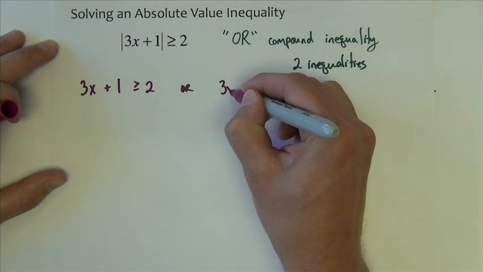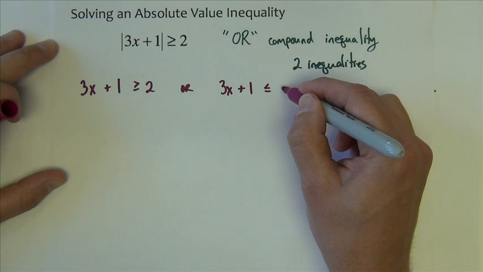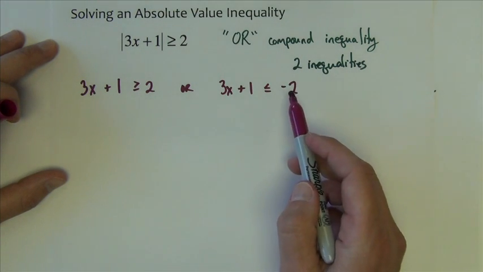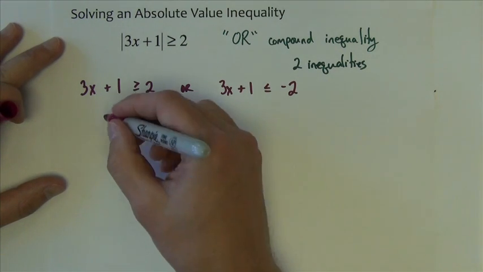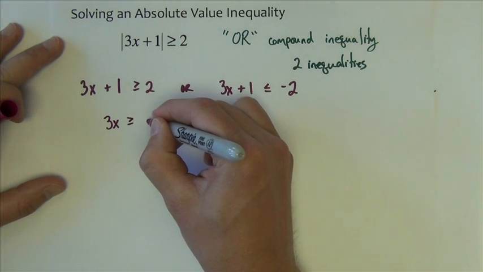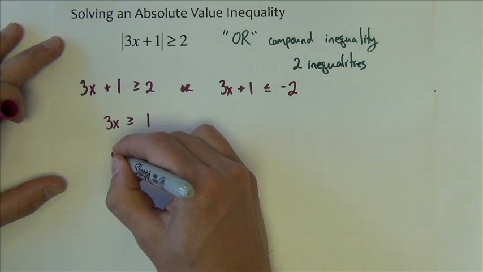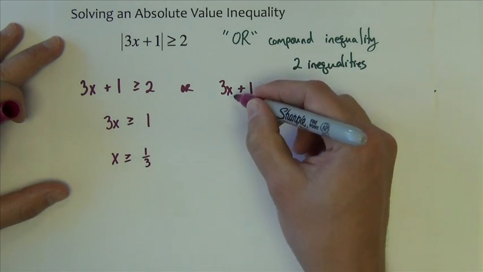The other one, 3x plus 1. We flip the inequality, less than or equal to, and we make the 2, or whatever number it is, equal to negative. Now we solve each of these. So this one, I'm going to skip writing the steps. 3x is greater than or equal to 1. Subtract it over. Divide by 3, we get x is greater than or equal to 1/3.